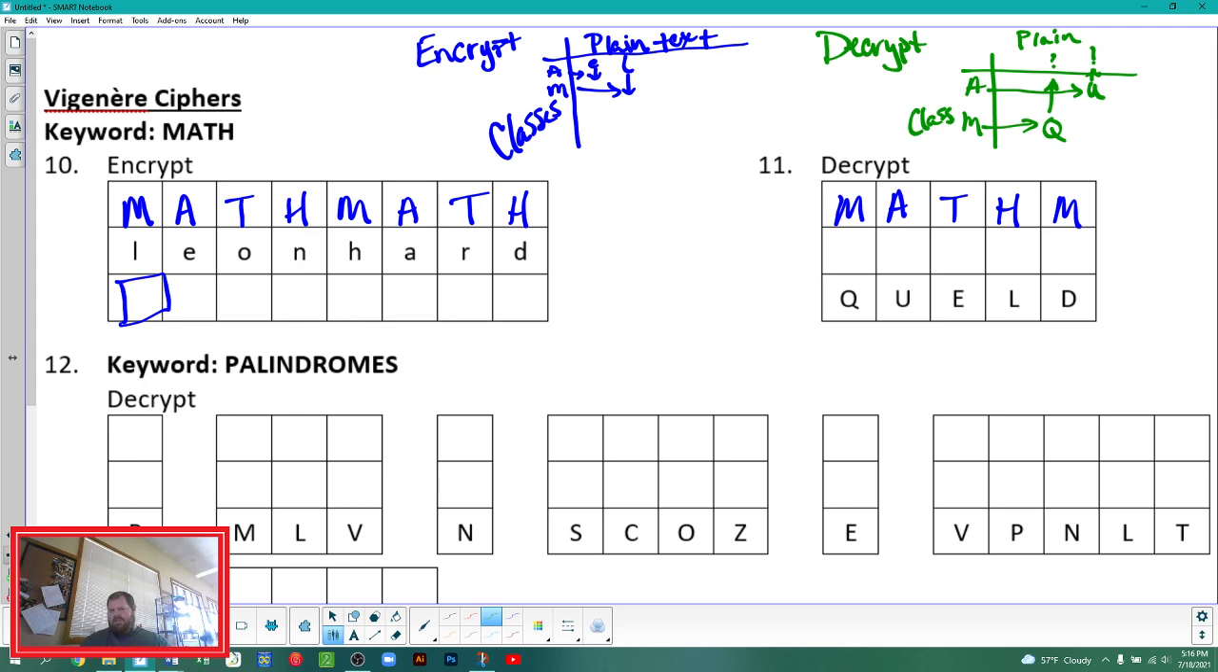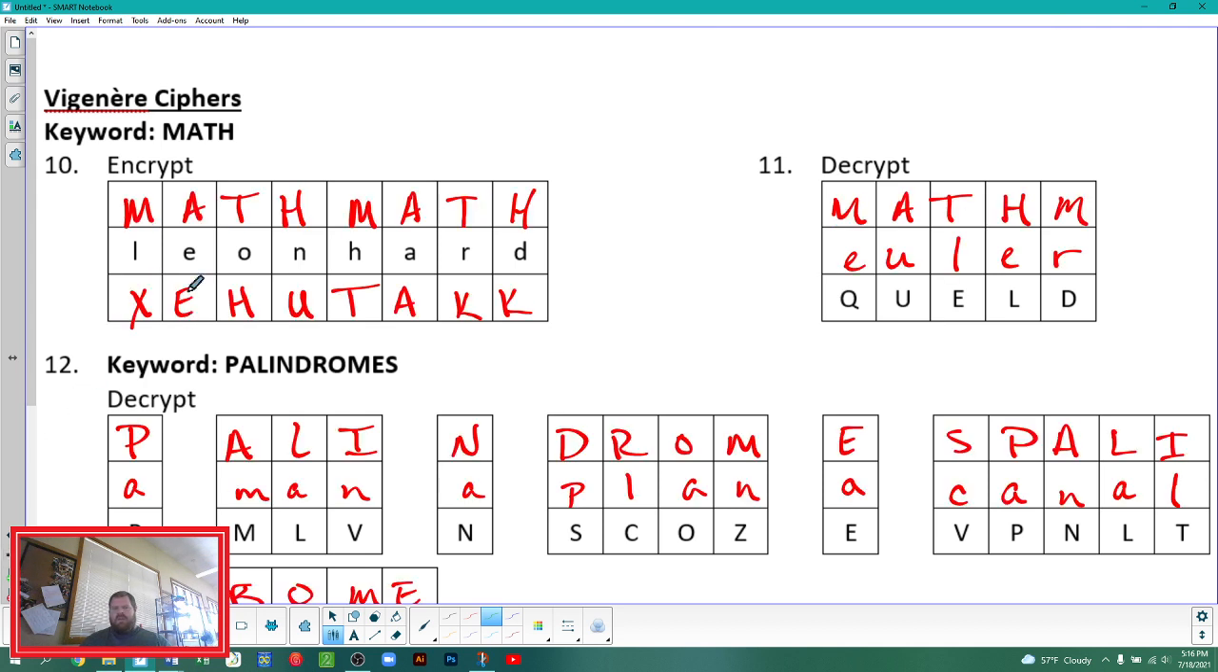Hopefully you had a chance to get through those. Let's see how you did. Leonard gets encrypted as XEHUTAKK. And again, that's kind of the weird thing about Vigenere ciphers: I have two Ks that are right next to each other that represent different plain text letters, and that's okay. That's something that happens in Vigenere ciphers.